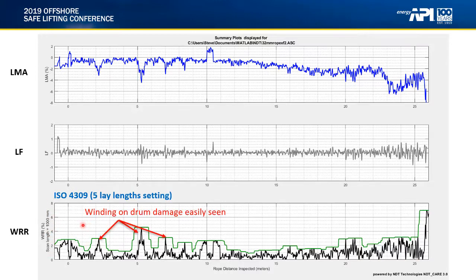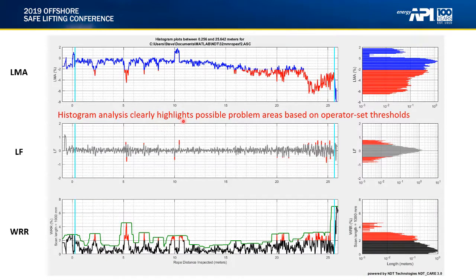Here you can see more clearly in the WRR signal the winding on drum damage, and it essentially looks like an inverse of the LMA plot right here. A histogram analysis clearly will highlight possible problem areas based on operator set thresholds.